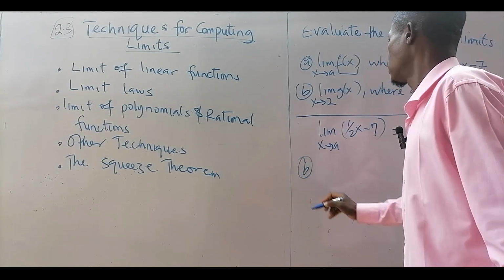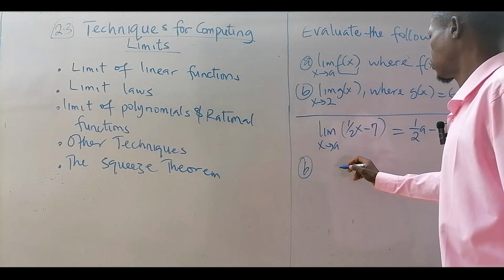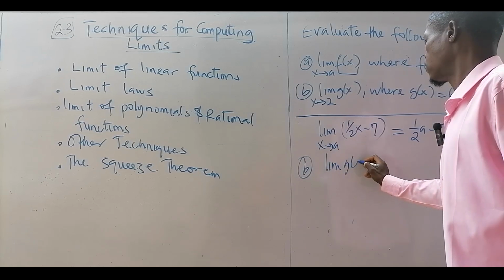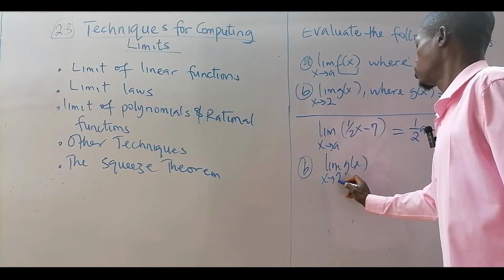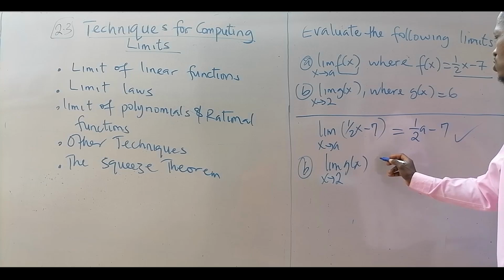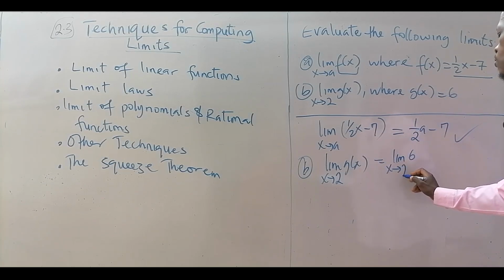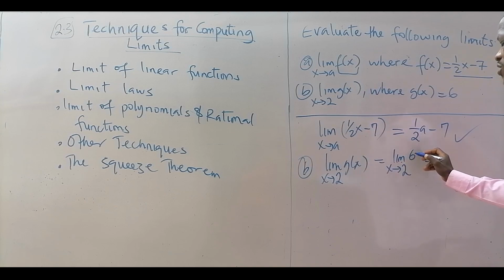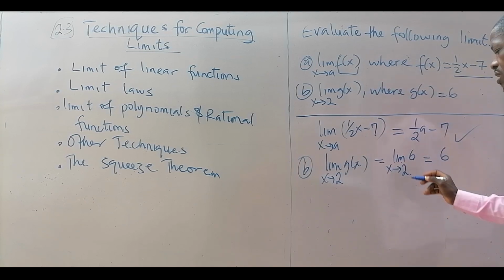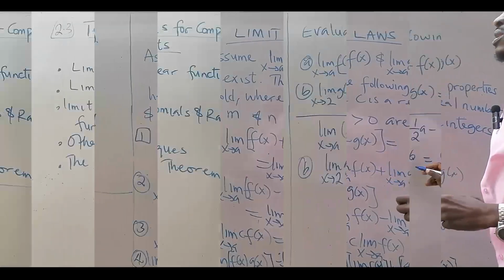The b part: the limit of g of x as x tends to 2. In this case, your g of x is 6. The limit of a constant is that constant.